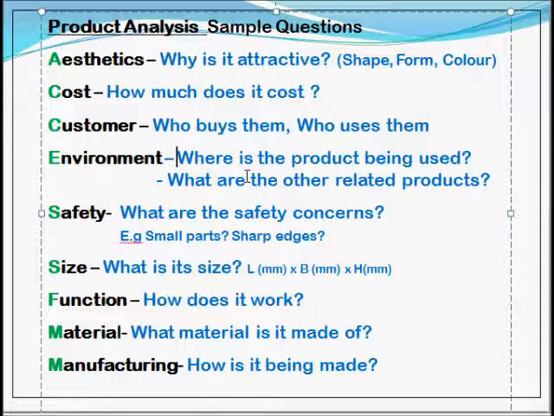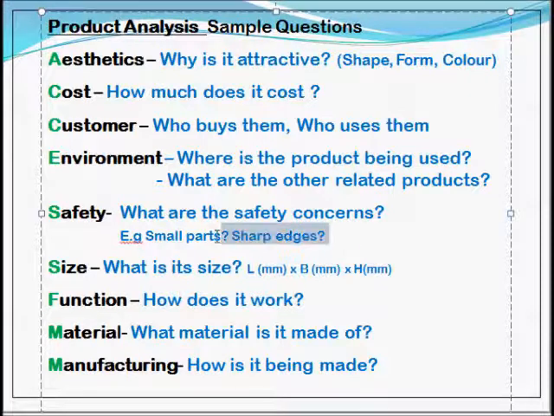Environment. It is important to consider where the product is being used, and what other products in its environment you might want to consider. So, for example, if you are designing a desk tidier, it is very important to consider what other related products there are to the desk tidier. Perhaps stationery like pens, pencils, paper clips, etc. Now, how would all these other products in the desk tidier's environment be integrated into your design?